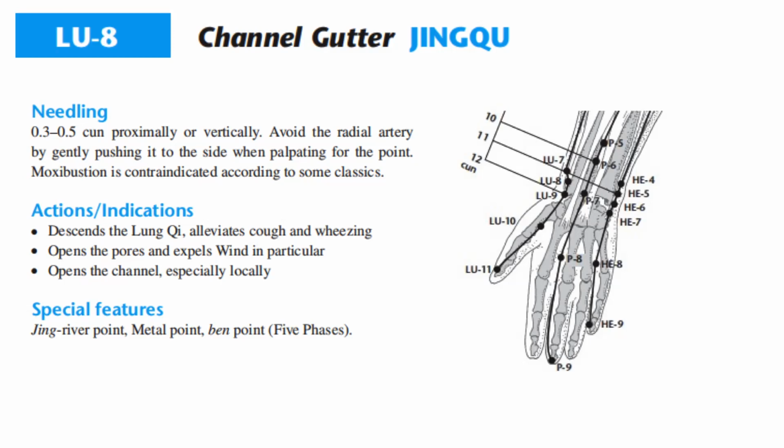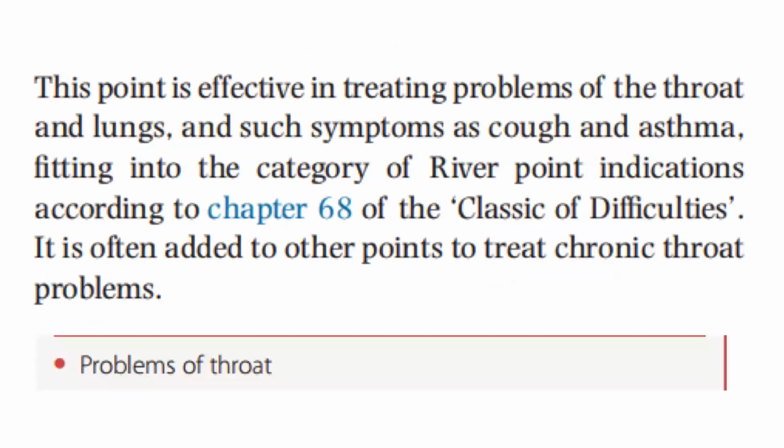Actions and indications: Lung 8 descends the lung qi, alleviates cough and wheezing, opens the pores and expels wind in particular, opens the channel, especially locally. Special features of Lung 8: Jing River point, metal point, bend point, five phases.